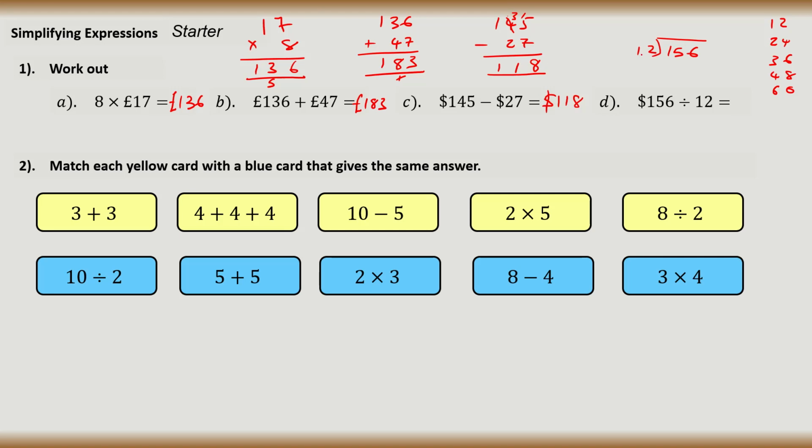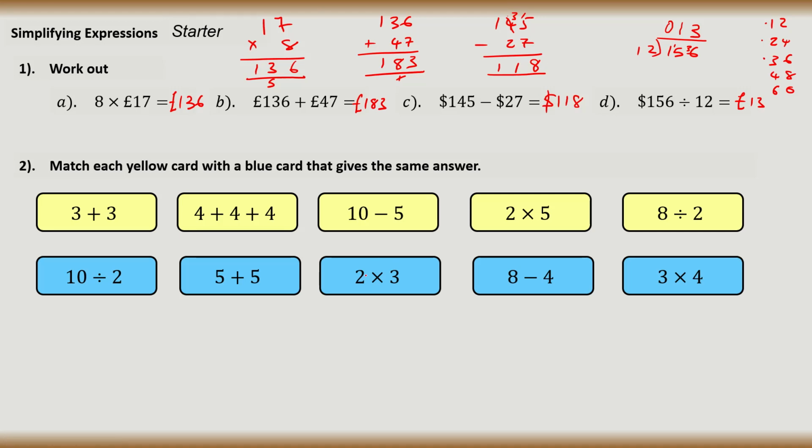Good. Can 12 go into 1? No, it can't. So we carry the 1 here. 12 into 15. It goes 1 time. And 15 take away 12 leaves me with 3. So the 3 is remainder. 12 into 36 is 1, 2, 3 times. So my answer is we share it by 12 leaves me with 13.